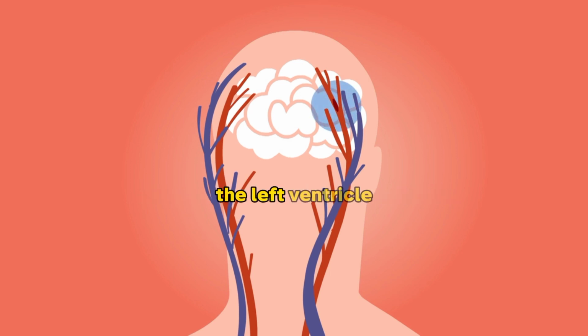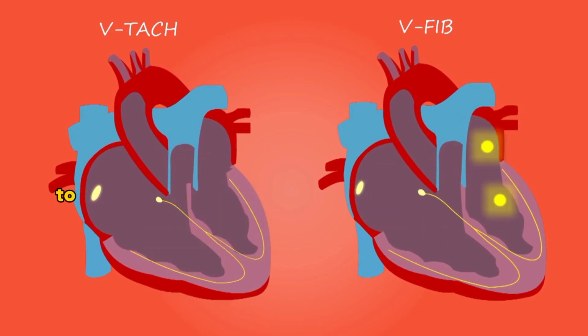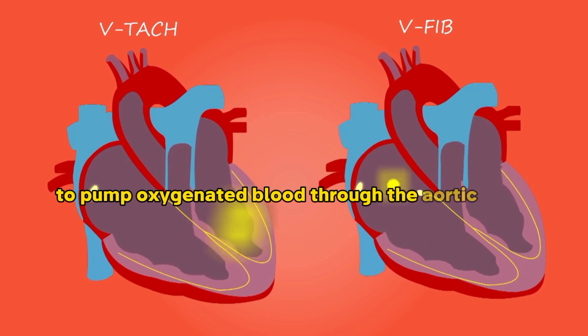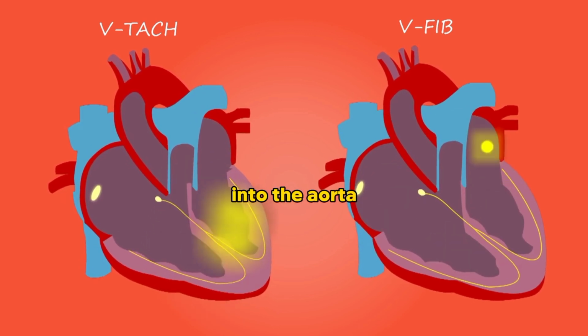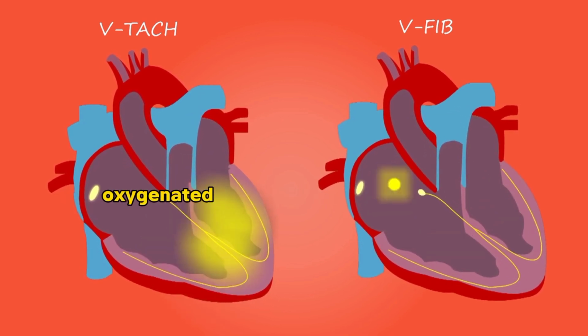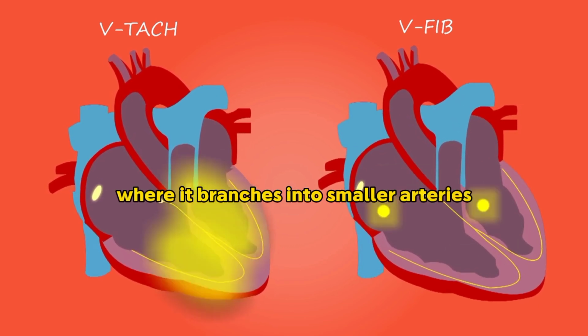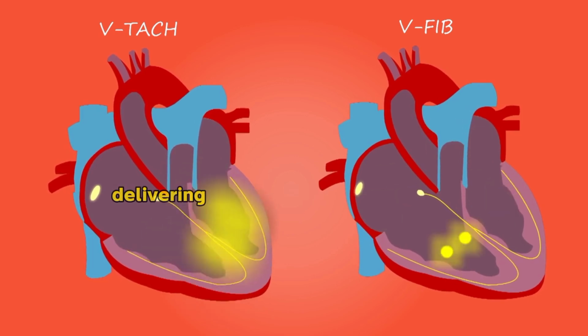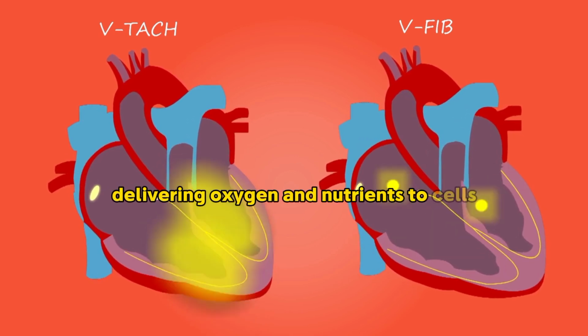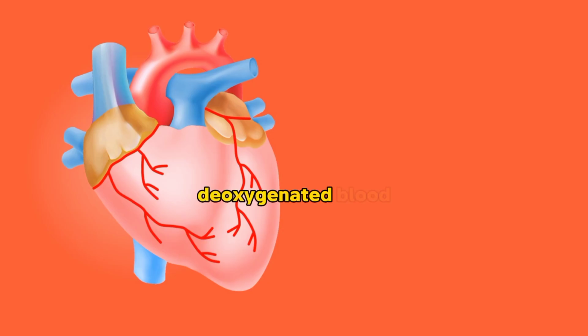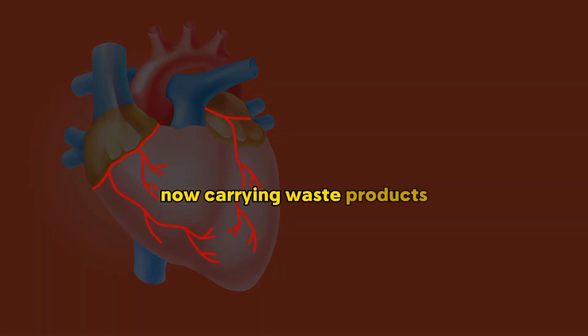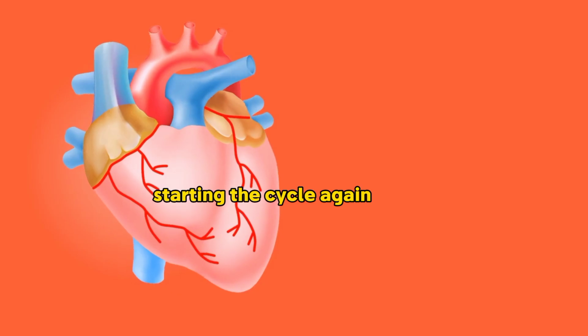The left ventricle, being the most muscular chamber, contracts strongly to pump oxygenated blood through the aortic valve into the aorta. The aorta carries oxygenated blood to all parts of the body, where it branches into smaller arteries and eventually capillaries, delivering oxygen and nutrients to cells. Deoxygenated blood, now carrying waste products, returns to the heart through veins, starting the cycle again.